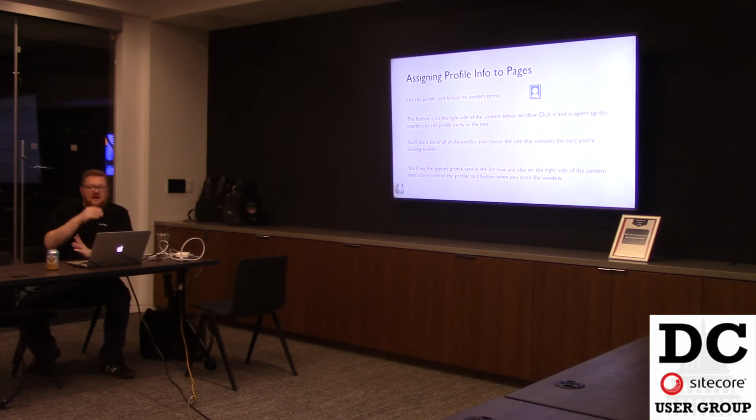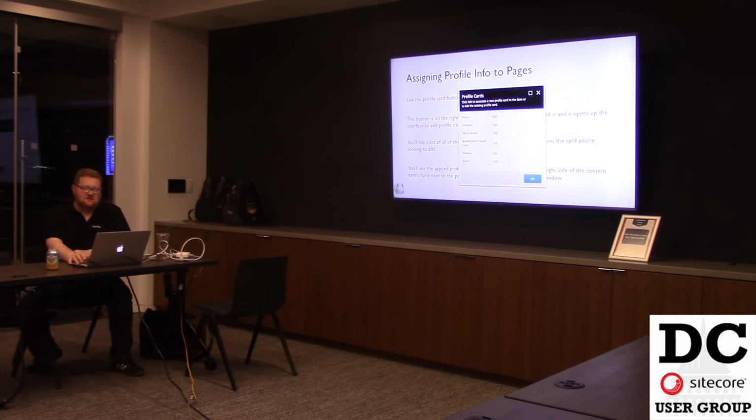Now, how do you actually assign that profile in those pages? There's this little icon over on the right side of Content Editor that people often don't even realize is an icon or a button, and it's this thing, right? It's actually the profile card button. It should be there on all content items in the content tree. If you click on it, it opens up the interface to add individual profile cards, which we're going to get to. There we go. You click on it, it looks like that.